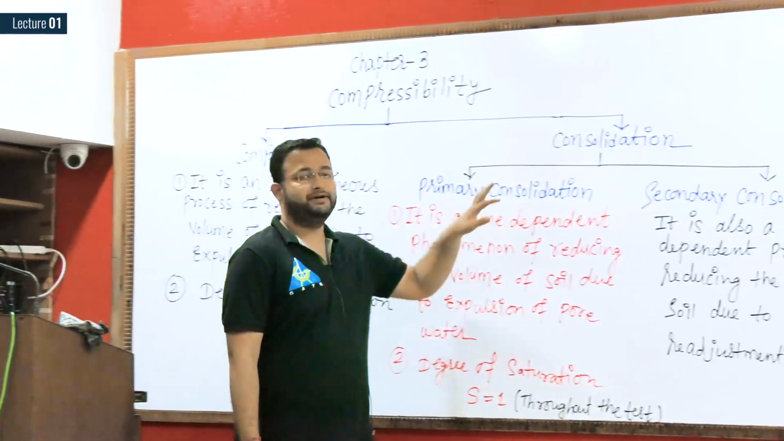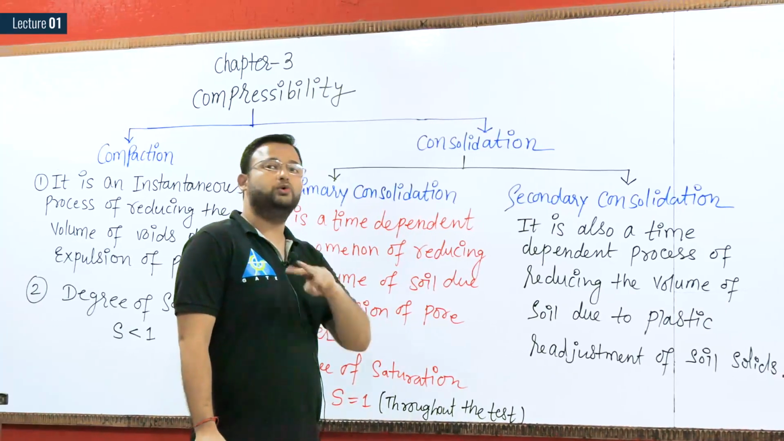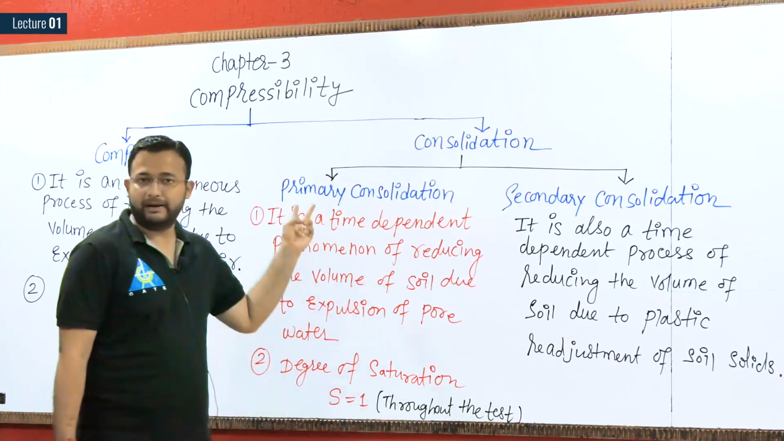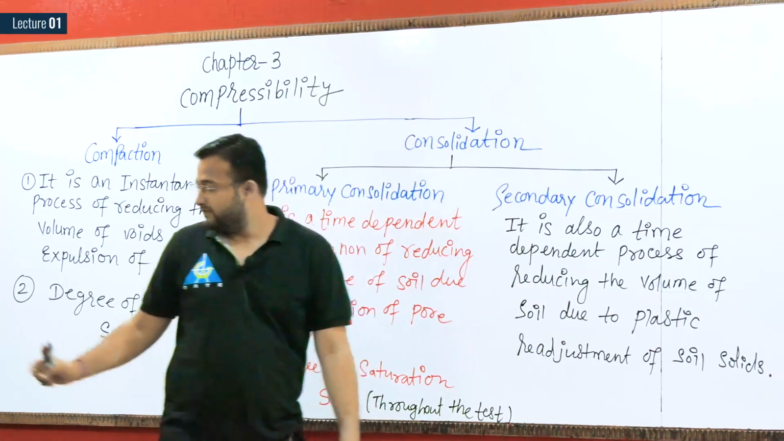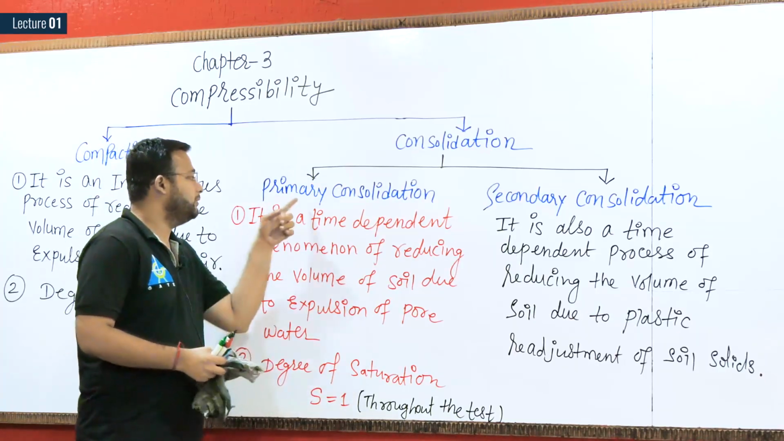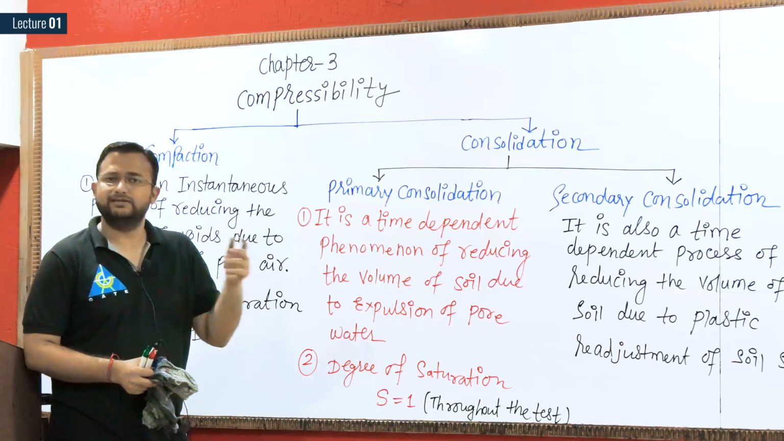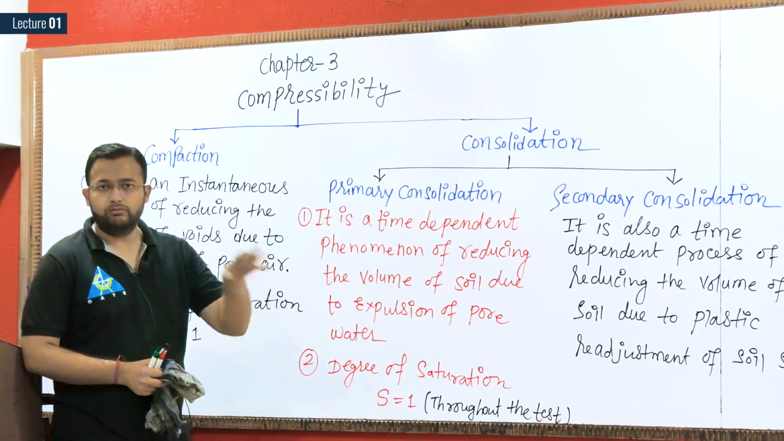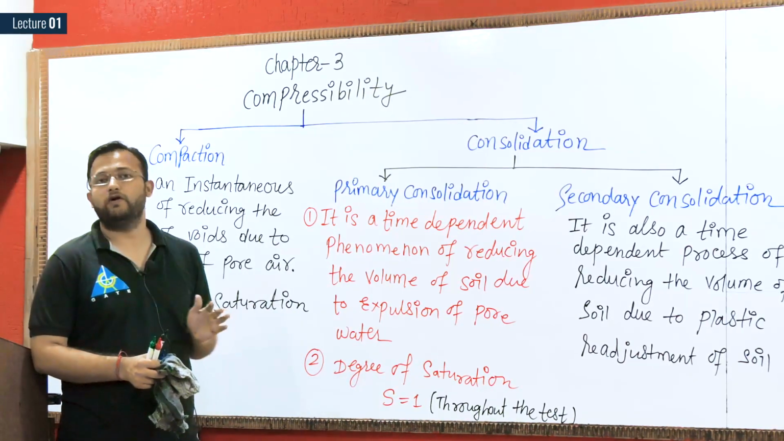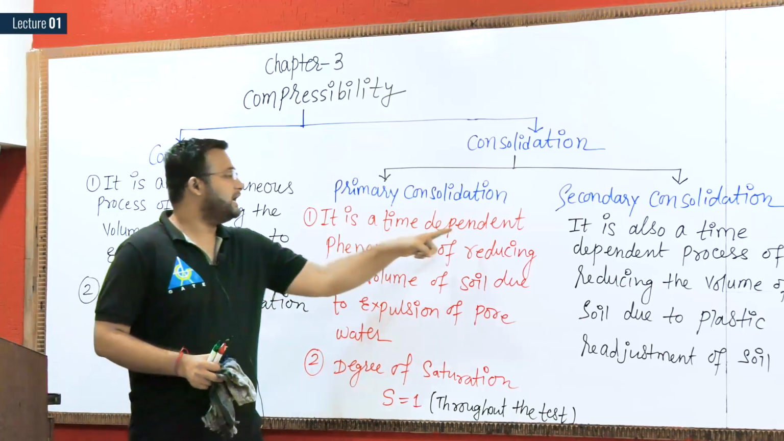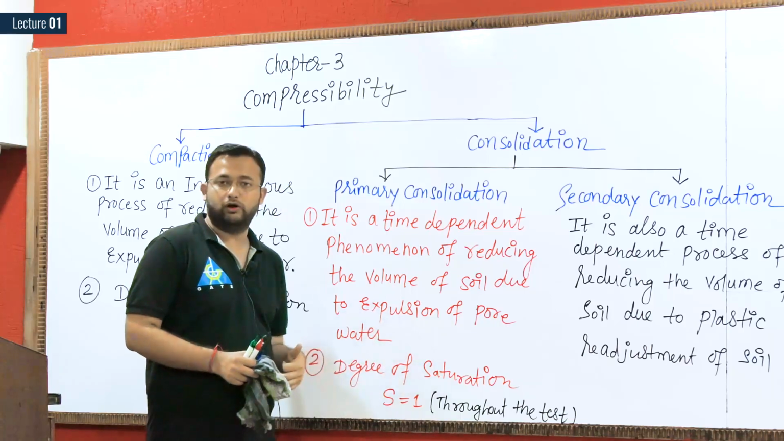Now if I talk about consolidation, the consolidation may occur in two stages. First is called primary consolidation, and this one is secondary consolidation. If I talk about primary consolidation, the process which we have explained about the expulsion of water, that is called primary consolidation. Till now whatever we have discussed about the consolidation, that is primary consolidation. We are removing the water from the soil. So it is a time dependent phenomenon of reducing the volume of soil due to expulsion of pore water.